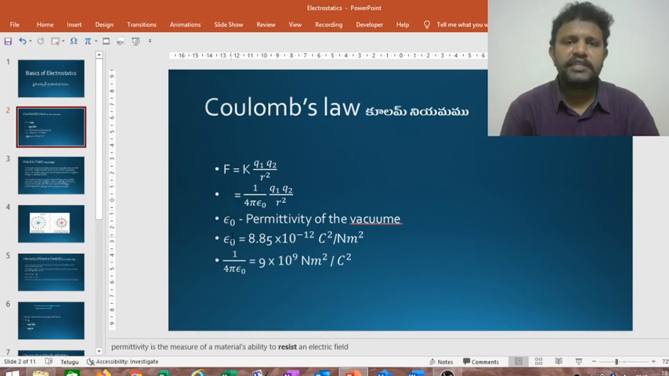So from this description, you understood every charge influences the other charges. That means there is some attraction or repulsion between the charges. But this influence exists up to a particular region, because the force of attraction or repulsion is distance dependent. This region is called electric field. Let us see what is electric field.